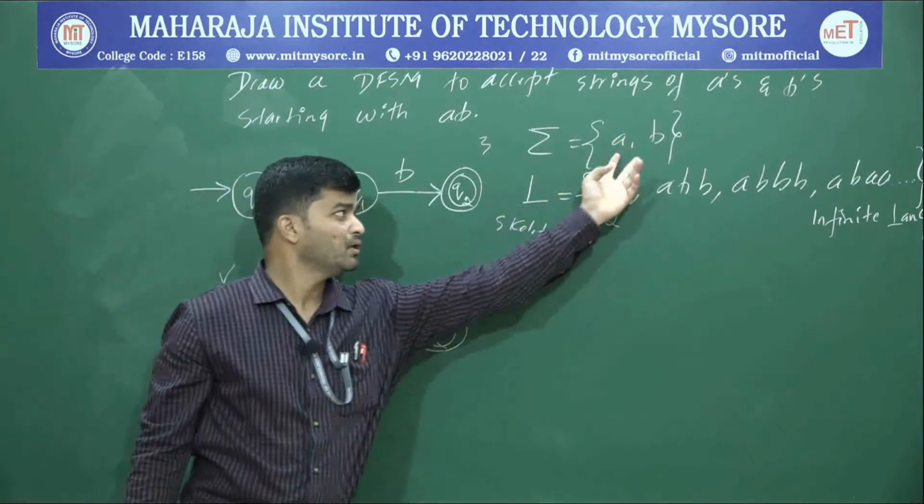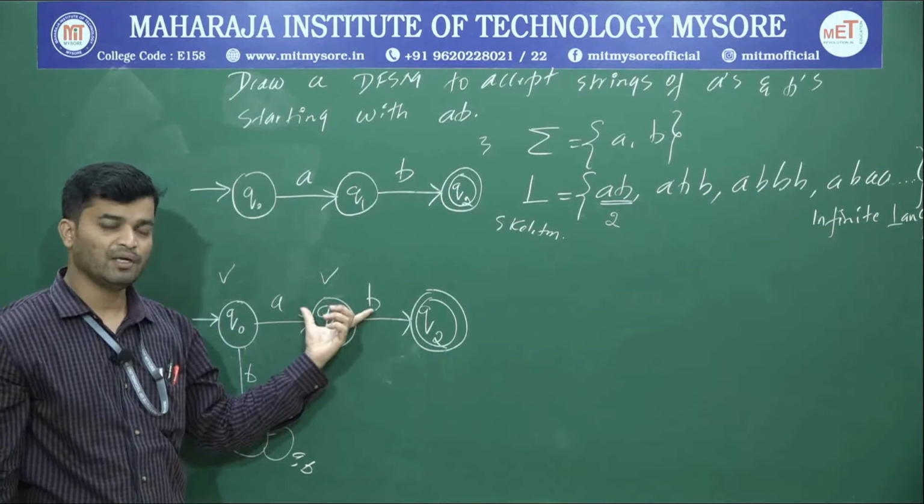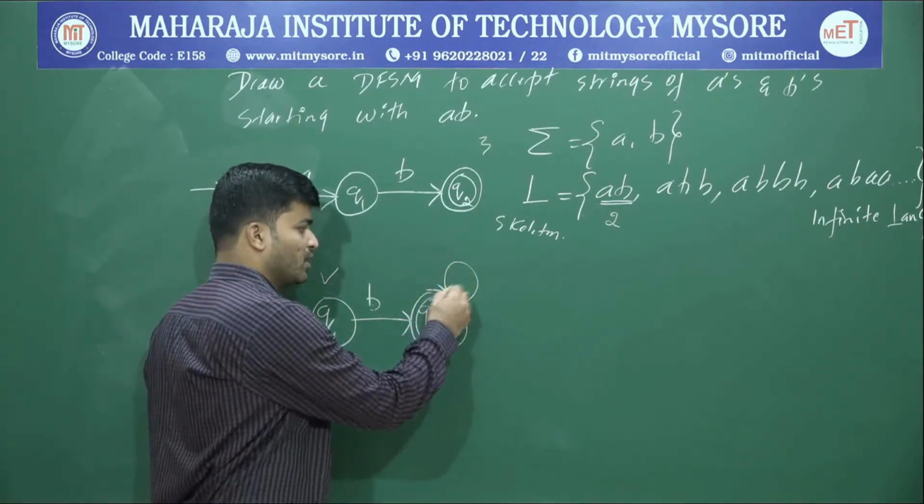Now, if you observe Q1, there is a path for A, a path for B, and sigma is A comma B. Therefore, Q1 is also a final state. Now go to Q2. It should start with AB. At the end, you can have anything. Therefore, you can go with a loop upon A comma B.